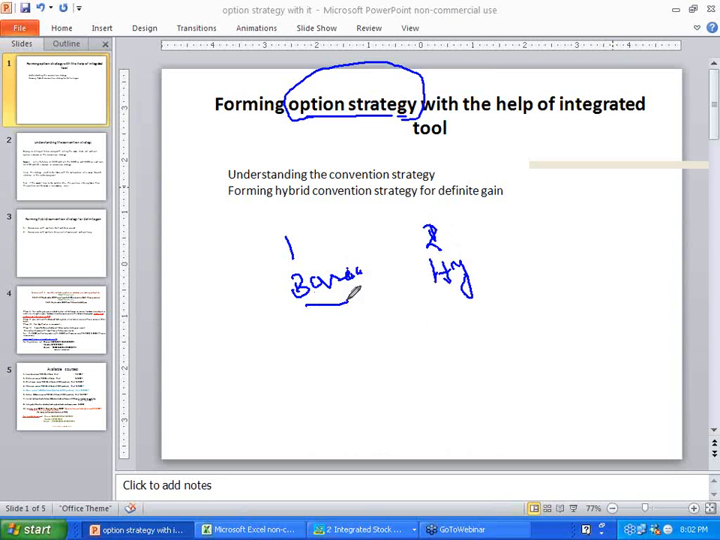Whenever we talk about basic strategies, that is bull spread, bear spread, strangle, straddle, gut, condor, iron condor, like that. Conversion is also one of the basic strategies. Whenever we combine a bull spread with a bear spread, whether it is net credit or debit, whatever it may be, this combination of basic strategies is known as a hybrid strategy.